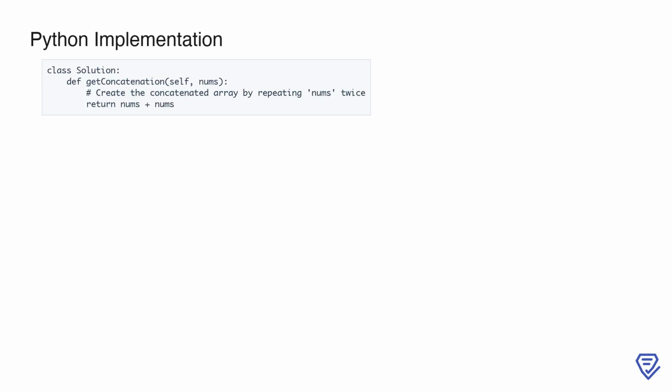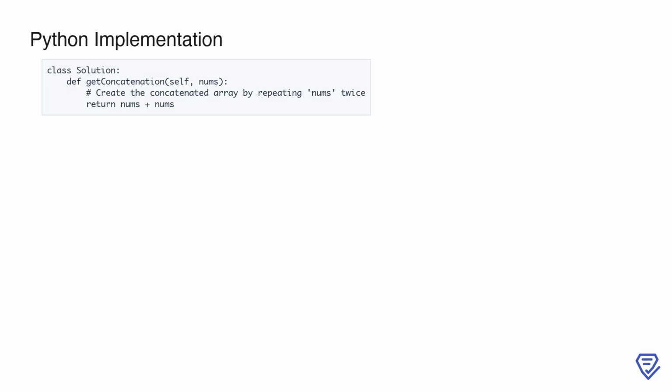The plus operator is the simplest and most efficient way to concatenate two lists in Python. Here, it appends one instance of the list nums to another instance of the same list, effectively doubling its size. The method then returns the new concatenated list as the result. This implementation is optimal in terms of both time and space complexity given the problem constraints.